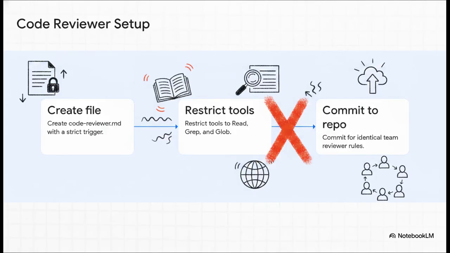Let's actually walk through a concrete example to see this in action. We're going to structurally restrict a code reviewer agent so that it can literally never modify your files. Step 1 is super easy. You just create a Markdown file named code-reviewer.md with a strict trigger description. Step 2, you restrict its tools to only read, grep, and glob. You strictly omit any edit or write access. And then step 3, you just commit that file to your repo. Now every single person on your team has access to a code reviewer that operates under absolutely unbendable rules.